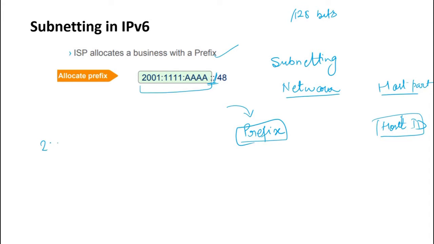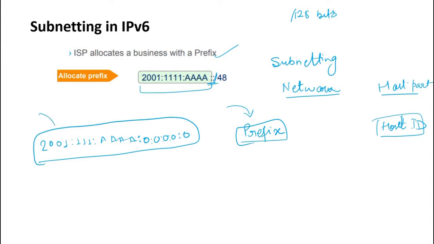It means the address is like this: 2001, 111, AAA, double colon. Double colon means that after that, all are zeros. Let me write it like this: 347 and so on. This was the address, right? It means they have given you a prefix. Prefix means they have given you a network, as you used to get in IPv4 addressing. But here we are using IPv6, so we call it a prefix. Prefix is just another name for the network. That's it. There's nothing new.